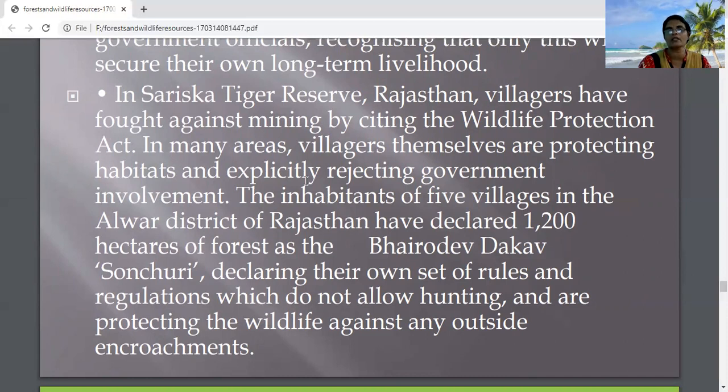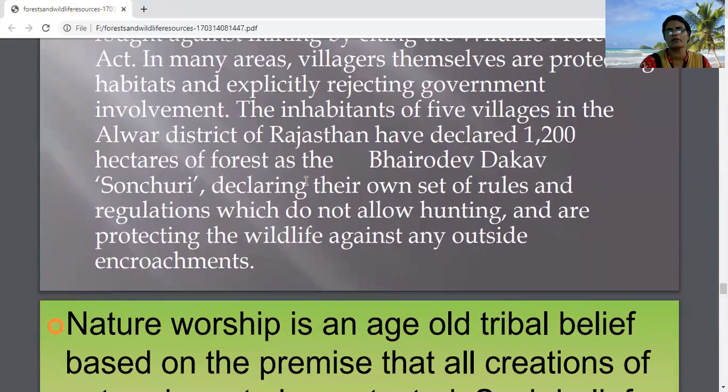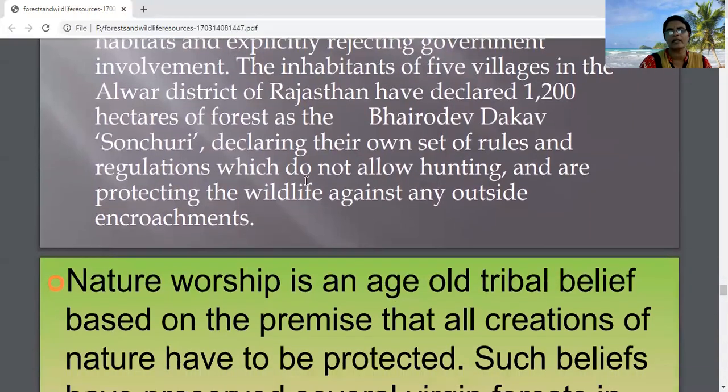They made their own rules and regulations for protecting that sanctuary, which do not allow hunting, and they are protecting the wildlife against any outside encroachment. So what is the role of the people in Alwar district? The people of Alwar district of Rajasthan protect the Bhairodev Dekhav Sanctuary, and they made their own rules and regulations, and accordingly no outsiders are allowed to enter the forest and do hunting or any kind of poaching or destroying wildlife or forest areas. These villagers protect the forest and the wildlife against any kind of outside interference. This is the role of villagers. This is the role of community for protecting wildlife and forest.